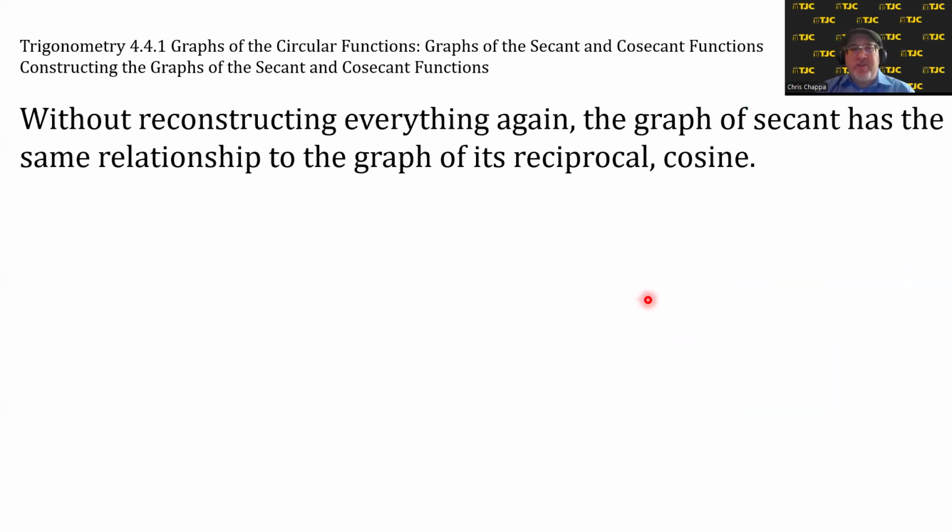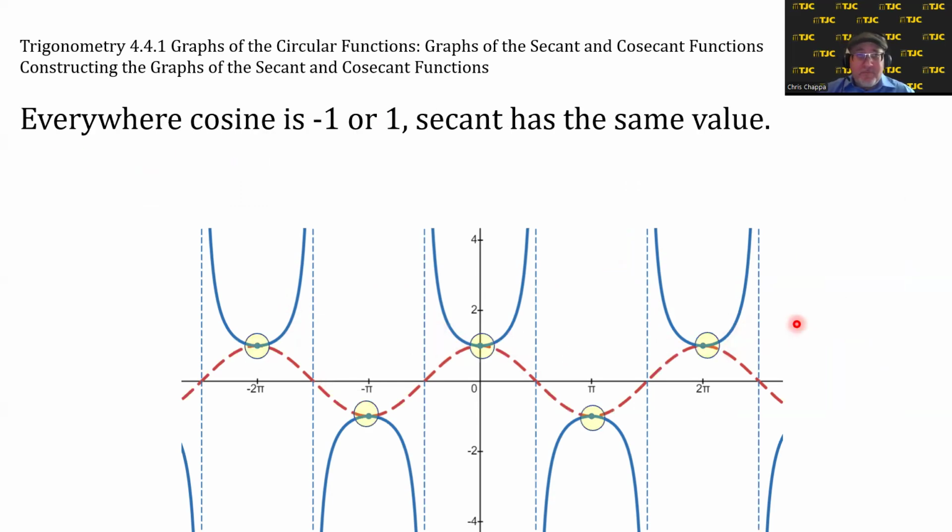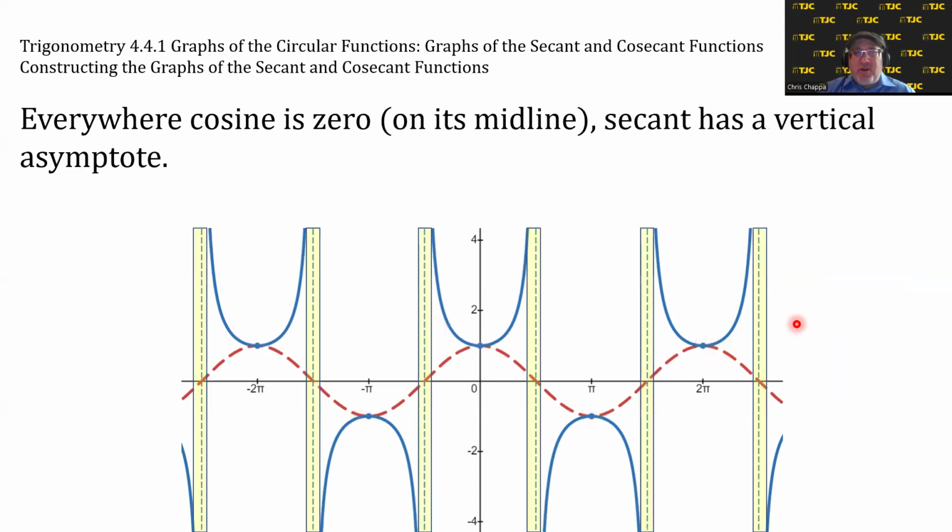Without reconstructing everything again, the graph of secant has the same relationship to the graph of its reciprocal cosine. The graph of f of x equals secant of x in blue has the same relationship to the graph of cosine in red. Everywhere cosine is -1 or 1, secant has the same value. Everywhere cosine is 0 in its midline, secant has a vertical asymptote.